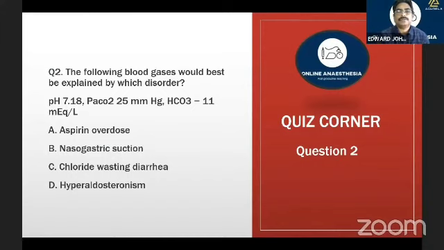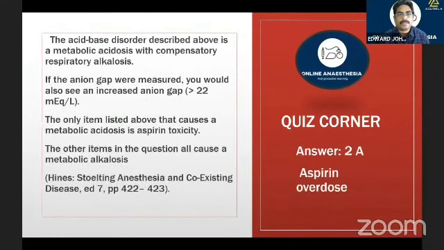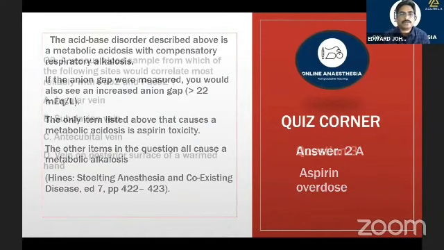Okay, most of them answered correctly. So it is aspirin overdosage. The acid-base disorder described above is metabolic acidosis with compensatory respiratory alkalosis. If you calculate the anion gap, which is not mentioned here, it will be above 22 milliequivalents. The only item listed above that causes metabolic acidosis is aspirin. Other options cause only metabolic alkalosis.